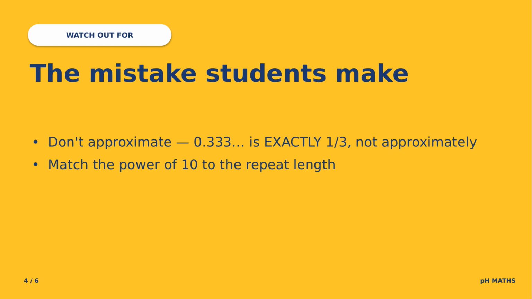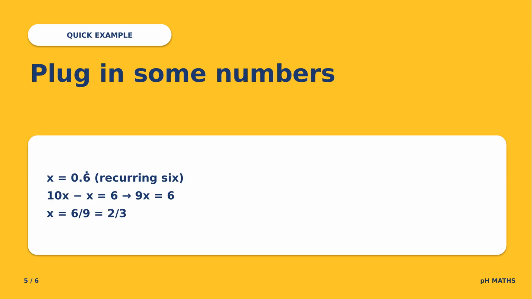Common slip: don't approximate. 0.333 recurring is exactly 1/3, not approximately, not roughly, but exactly. The whole point of this method is to get the exact fraction and not a decimal approximation, and always match the power of 10 to the repeat length. Off by 1 and the method falls apart.